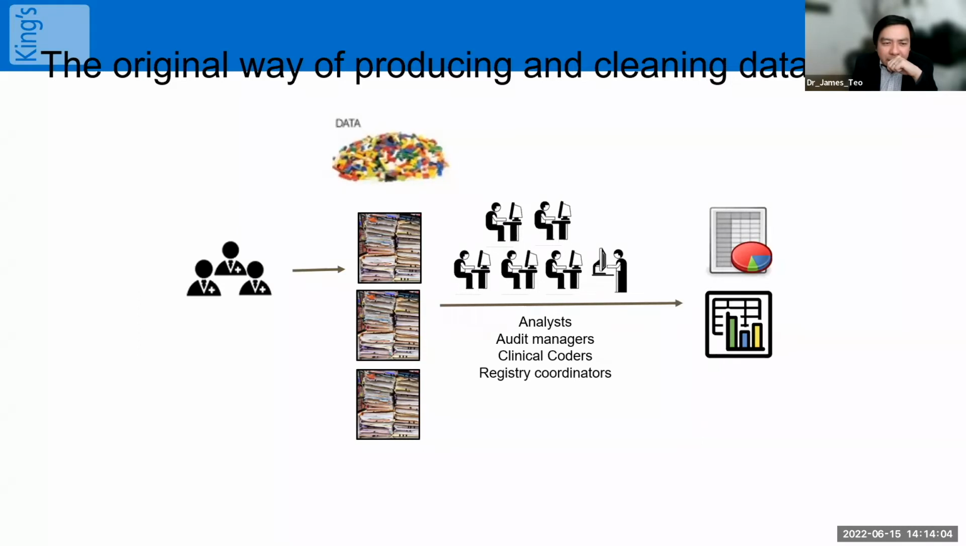So the original way of producing and cleaning data in hospitals has been that doctors and nurses and allied health professionals input data into a paper record, like a folder like that in the big libraries, and then analysts, auditors, clinical coders kind of sift through them and transcribe them onto spreadsheets or case report forms to submit in a structured way. And so this cleaning curation process has been done since the 1950s and 1960s that way.